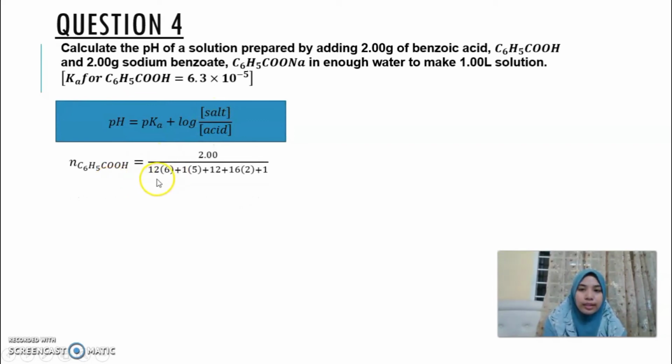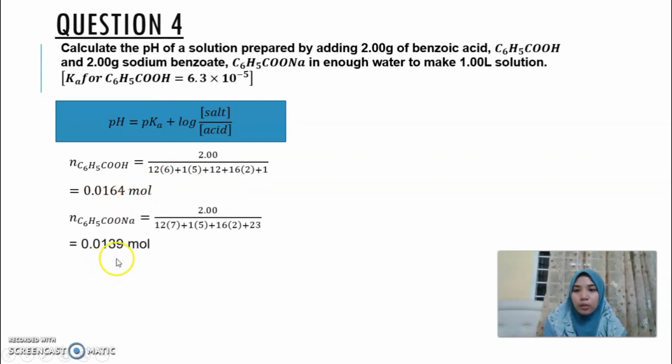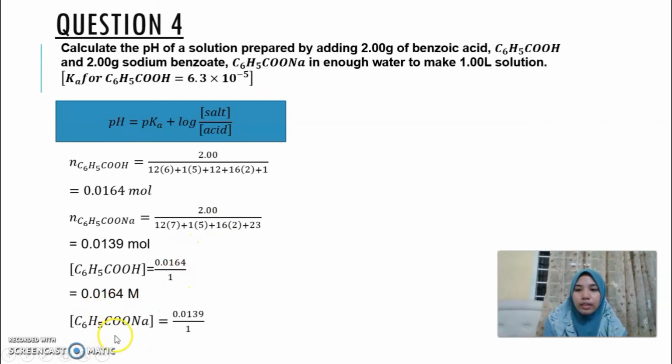Okay, first to find the concentration, we need to find the mole. To find the mole, we just use the formula mass divided by molar mass, and we will get 0.0164 mole for benzoic acid and 0.0139 mole for sodium benzoate. To find the concentration, we just need to divide by the volume of the solution, which is 1 liter, so it will be 0.0164 M for benzoic acid and 0.0139 M for sodium benzoate.